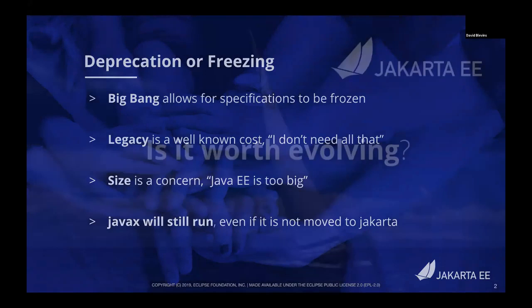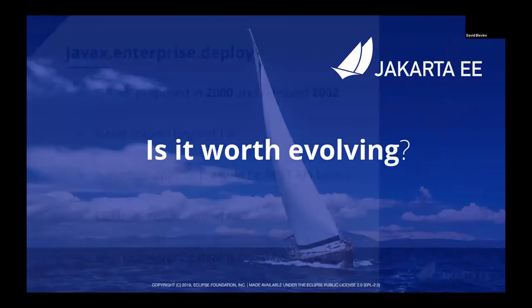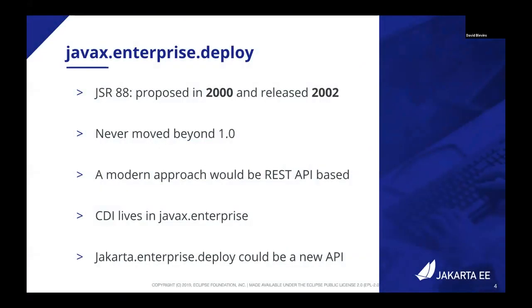So to make this a more pragmatic conversation, I just wanted to highlight 4 specifications that make the necessity for this conversation far more obvious. Okay, so the first one is javax.enterprise.deploy. It's a package. It was proposed in 2000 and released in 2002, and it never moved beyond 1.0.